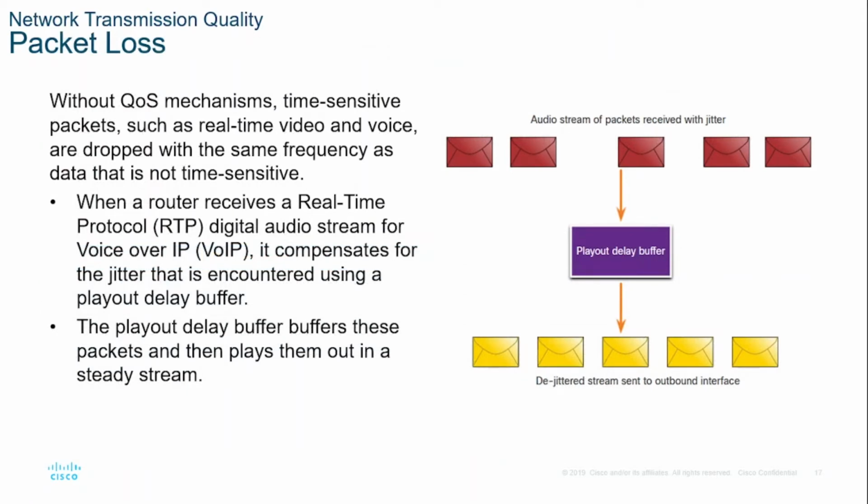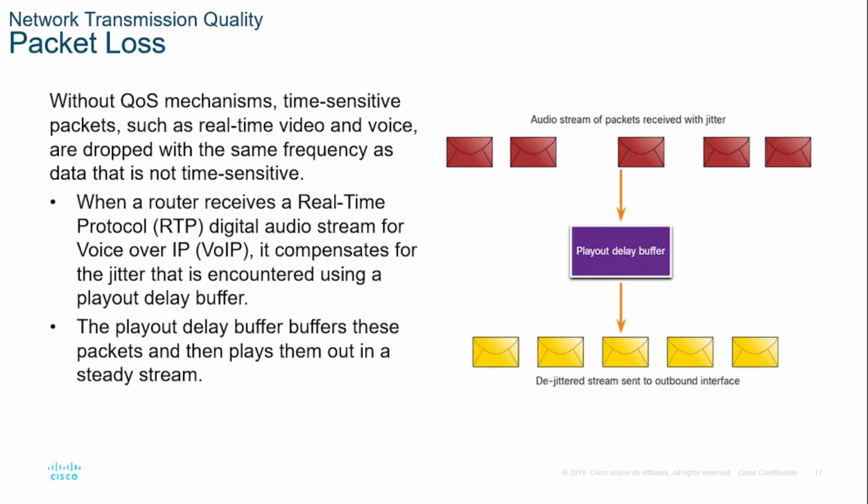Now, what is packet loss? Without any quality of service mechanism in place, packets are processed in the order in which they are received. When congestion occurs, network devices such as routers and switches can drop packets. This means that time-sensitive packets such as real-time video and voice will be dropped with the same frequency as data that is not time-sensitive, such as email and web browsing.